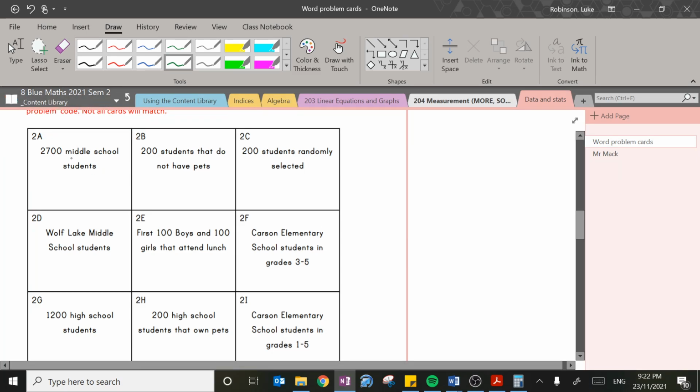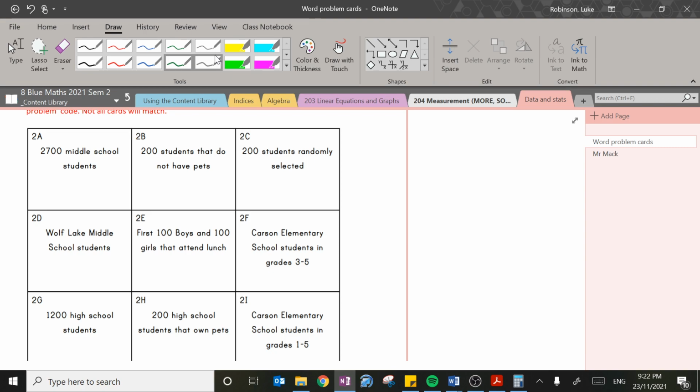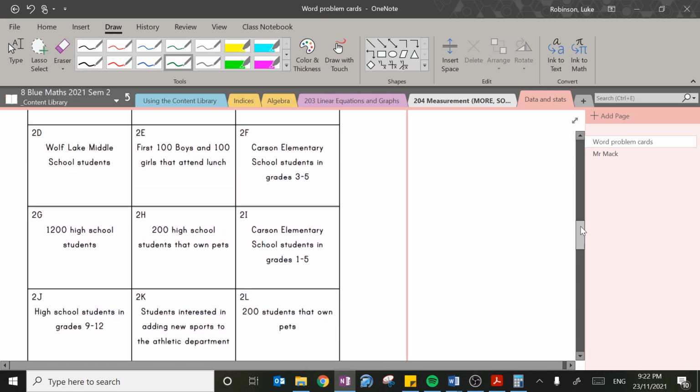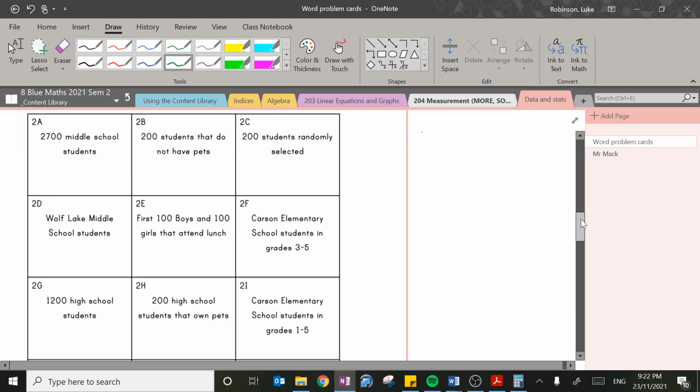2,700 middle school students. That's an American phraseology, but essentially middle school is what you are in now, which is 7 to 9. So, I think it may actually be lower than that, maybe like 5 to 9. But anyway, that's middle school. So it's not 2A. 200 students that do not have pets. That's not it. So we're looking for 2,700 high school students. So it's not 2C. 2D, that's another middle school, so it's not them.